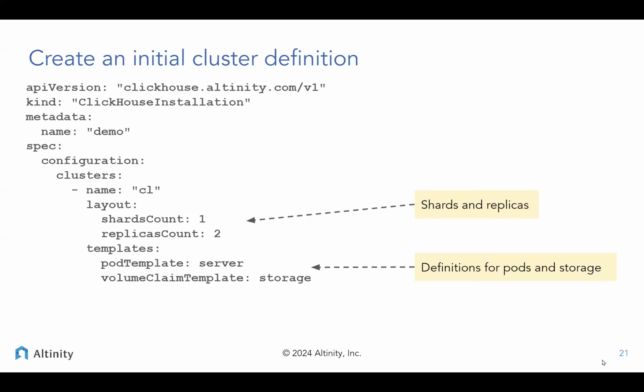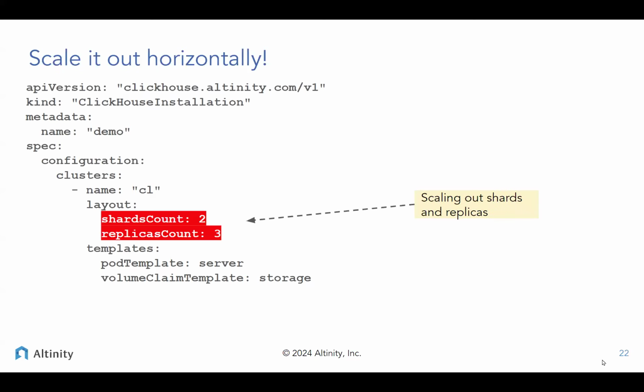Next slide, please. Similarly, we can do horizontal scaling. This is an example of a ClickHouse installation that defines a cluster with 1 shard and 2 replicas. And what if we want to change it to something bigger? You just change the number. Here we have 2 shards, 3 replicas.